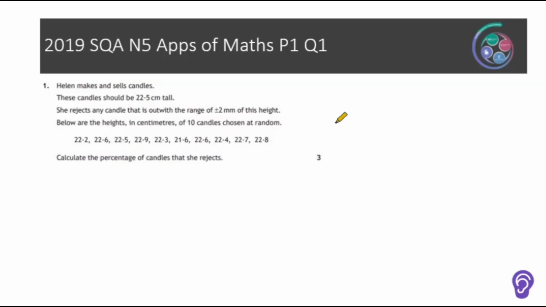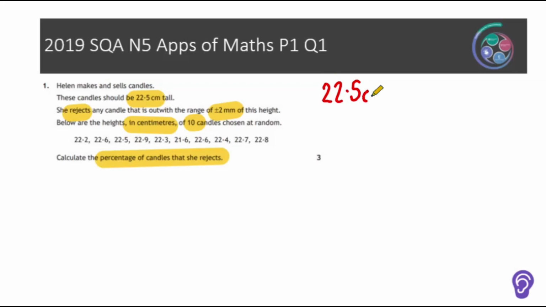So Helen makes and sells candles. These candles should be 22.5 centimetres tall. She rejects any candle that's out with the range of plus or minus 2 millimetres of this height. Below are the heights in centimetres of 10 candles chosen at random, and we want to calculate the percentage of candles that she rejects. So I've highlighted all those key pieces of information. Now I'm just going to deal with that.